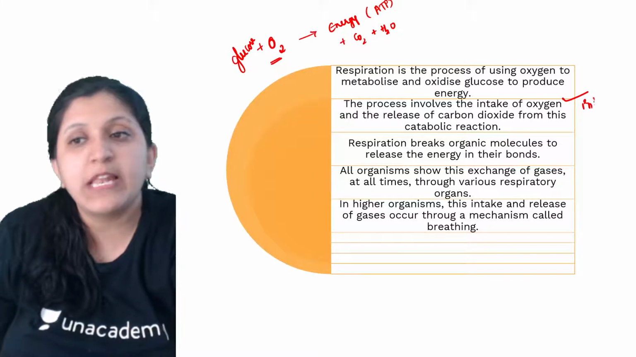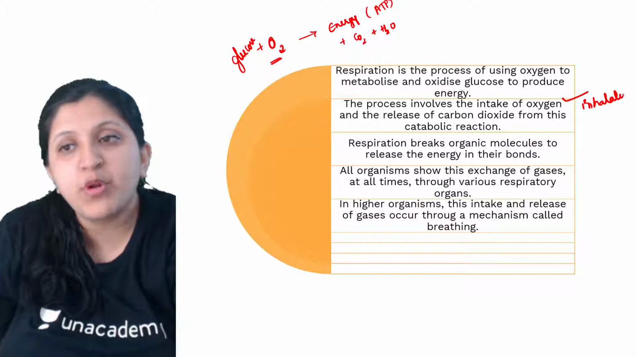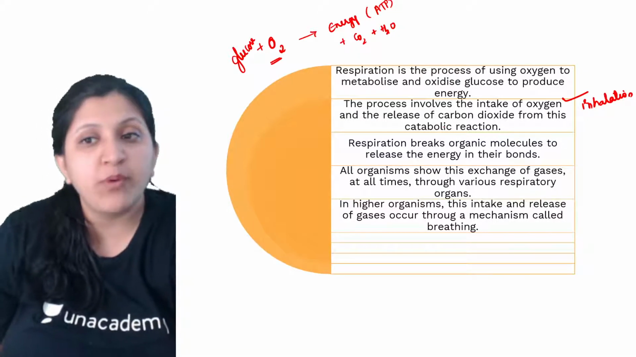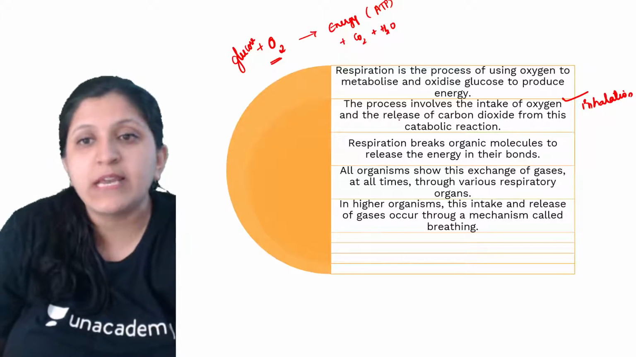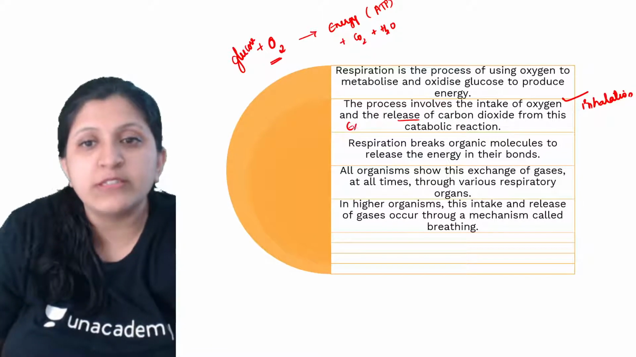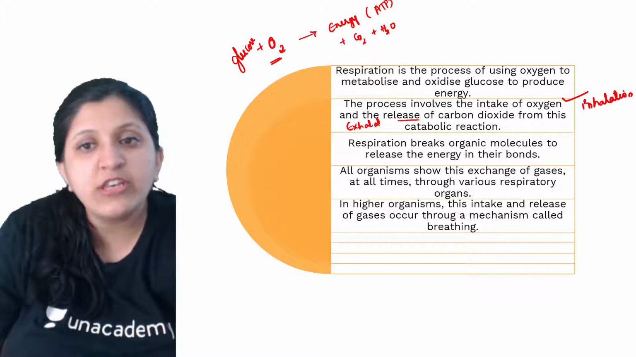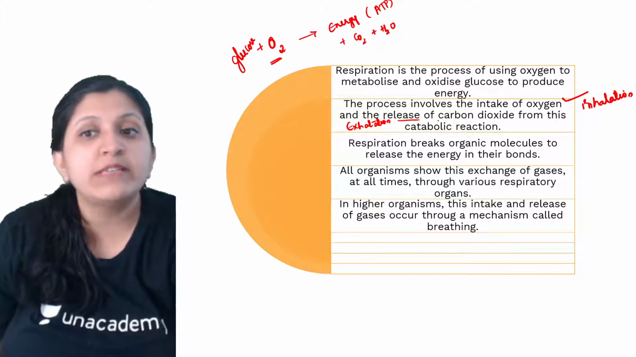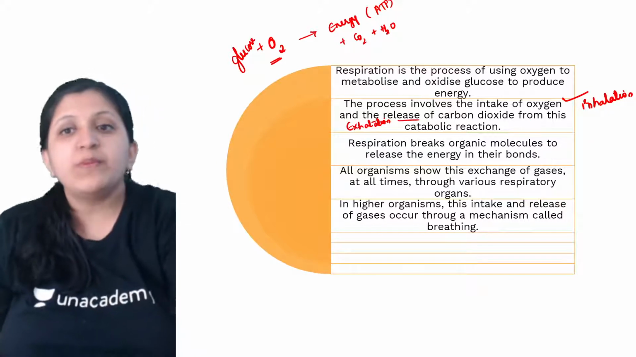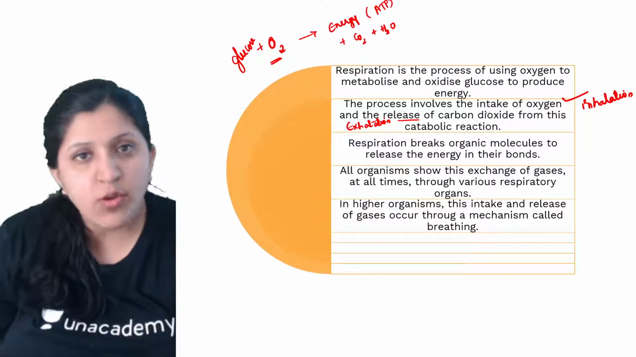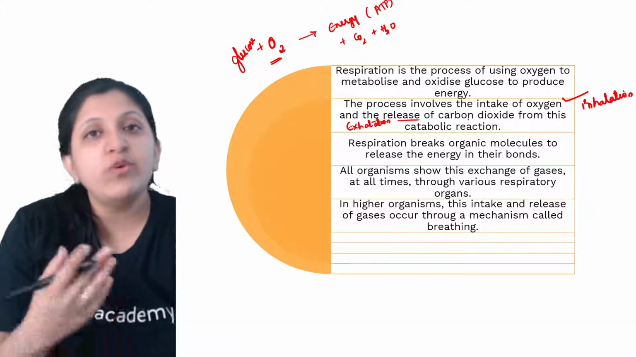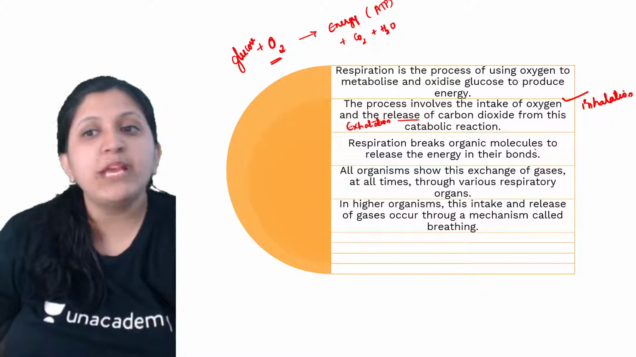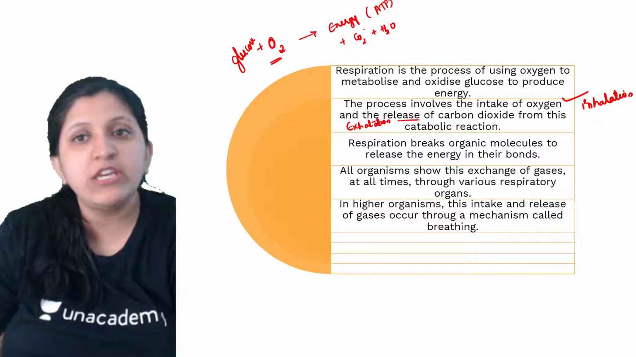So the process involves the intake of oxygen, that is the breathing mechanism, which involves the inhalation process, okay. And the release of carbon dioxide from this catabolic reaction is basically the exhalation process. So there is inhalation and exhalation occurring. The oxygen is going in, and carbon dioxide is also removed out, so that is the breathing mechanism.